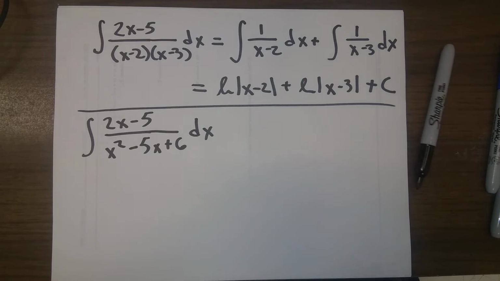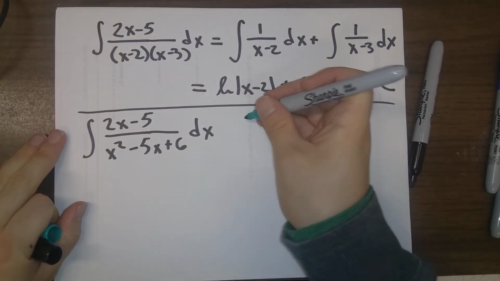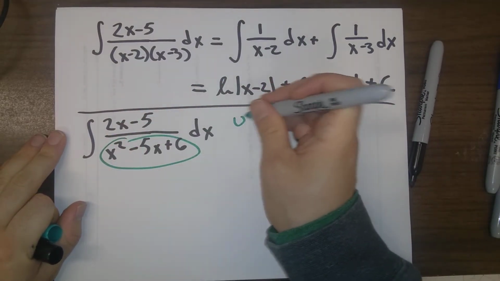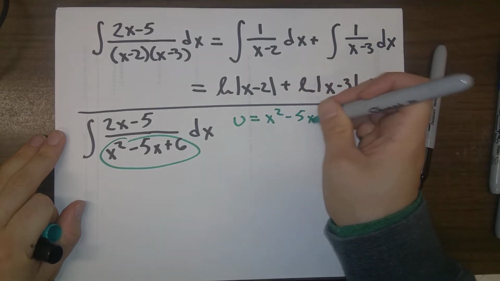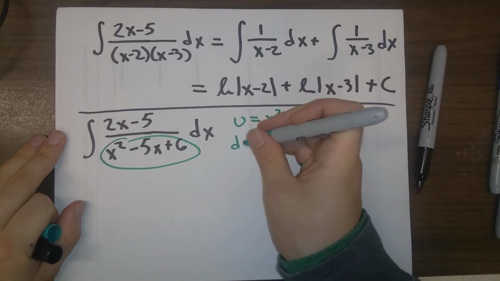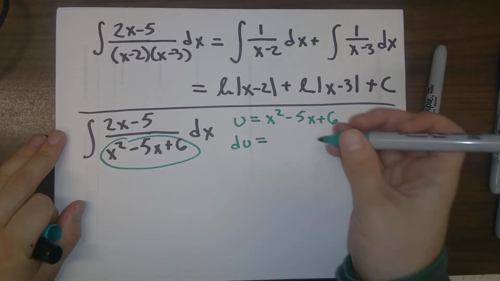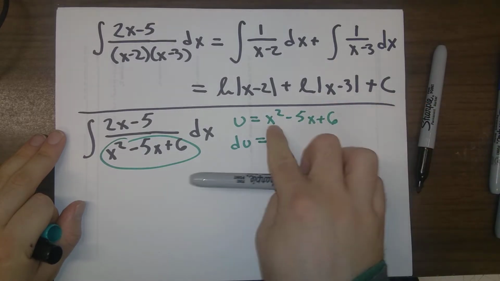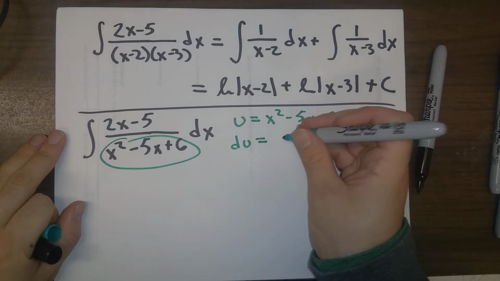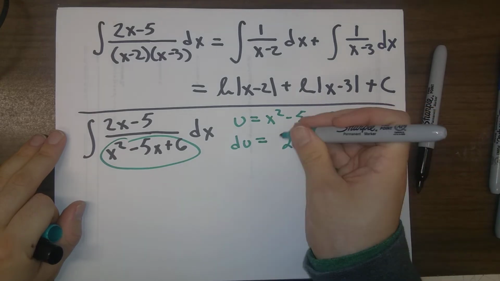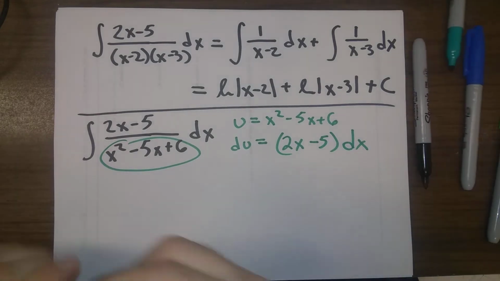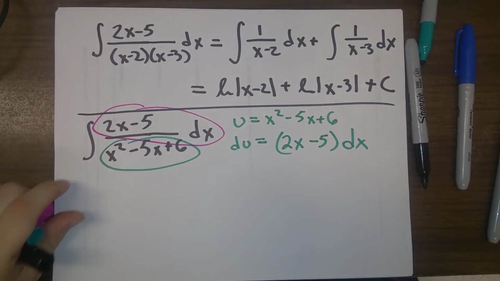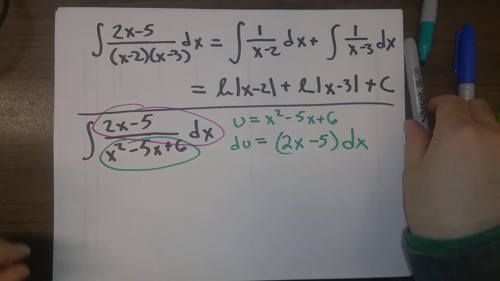So what would we do here? We'd say that u is equal to x squared minus 5x plus 6. This kind of thing doesn't usually happen, but take a look. What's the derivative of x squared minus 5x plus 6? It's 2x minus 5, which is exactly the factor that we have up here.